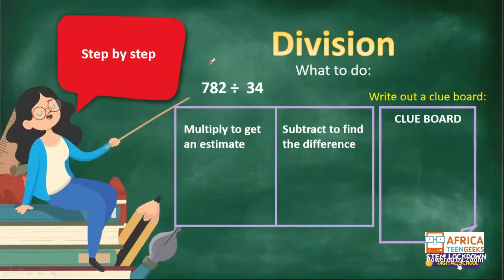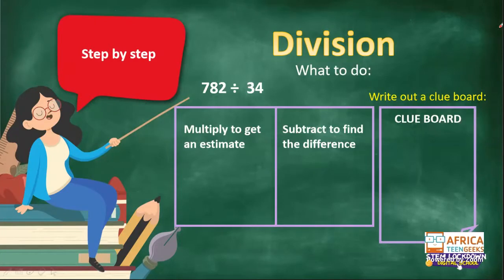I want you to do a few of them, and I see we are running out of time. So what's the first thing I will do? This is your question, 782 divided by 34. Who can remember what's the first thing you need to do? Because some of you will have no clue where to start.